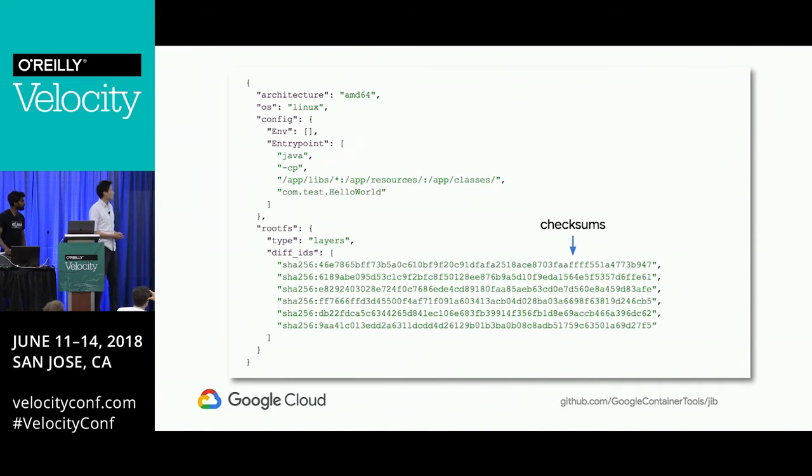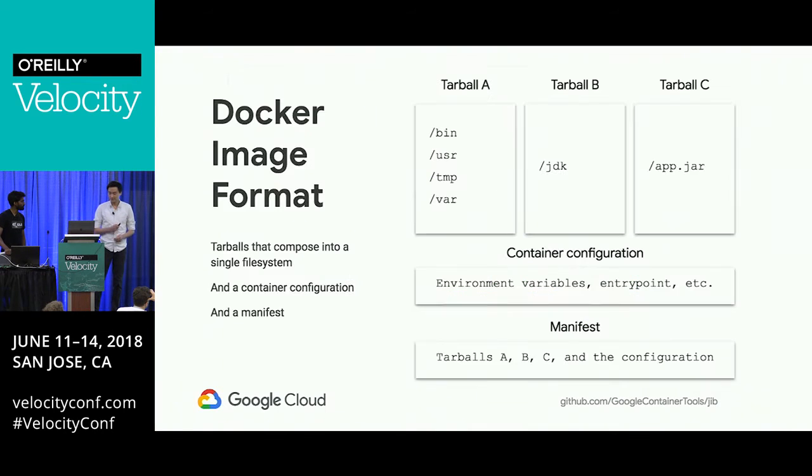So this is an example of a container configuration. You have the checksums for layers. And in this example, there's also an entry point set, which is a command that's run when the container image is run. And then in this format, there's also a manifest that just wraps up all the components of the container image, your layers and your container configuration.